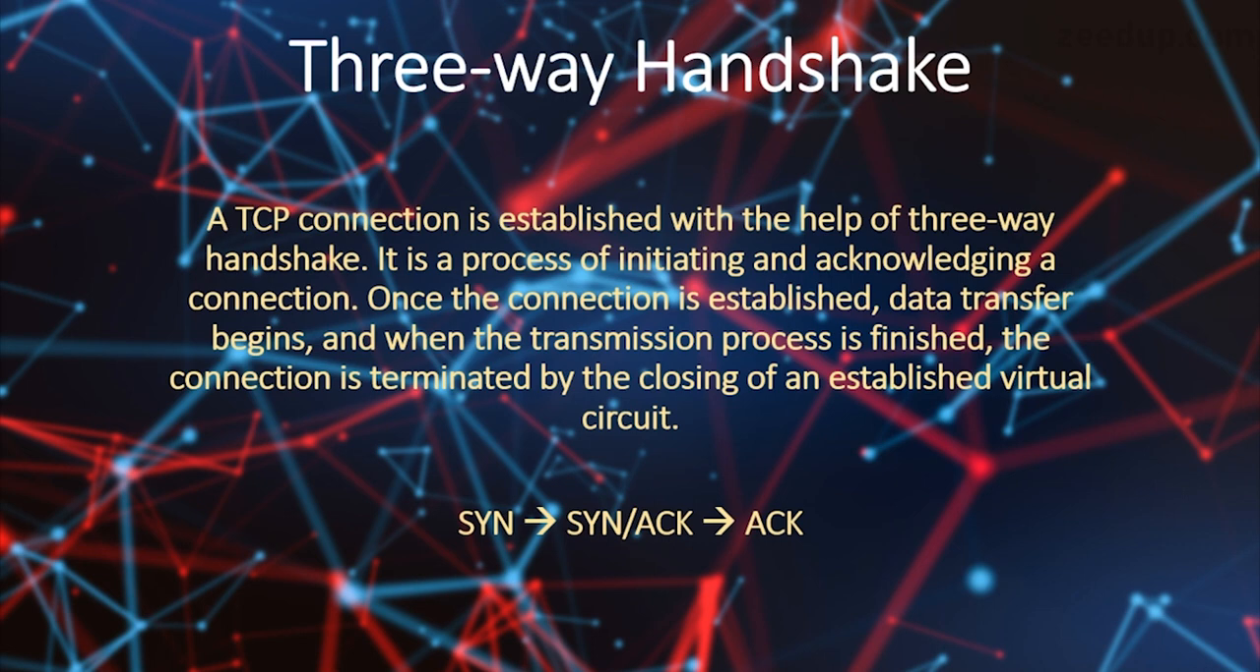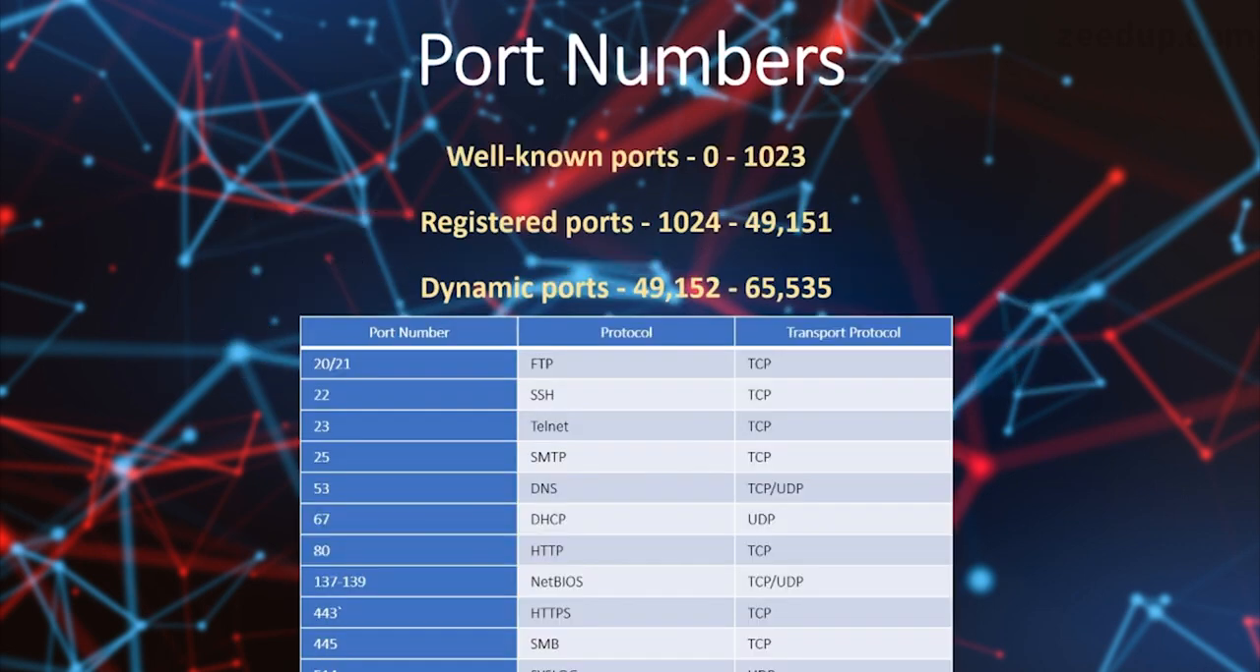Okay, so let's move further. What are port numbers? There are different port numbers ranging from 0 to 65,535. These are all the port numbers that our system, computer or laptop supports. These ports are used for different services and are provided to those services. There are three categories of port numbers. First is well-known ports, second are registered ports, and third are dynamic ports.